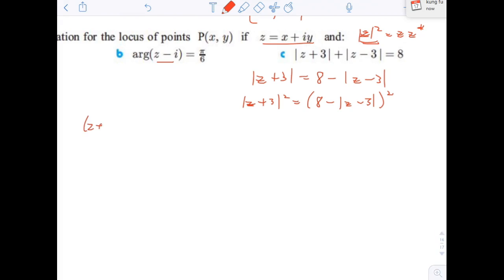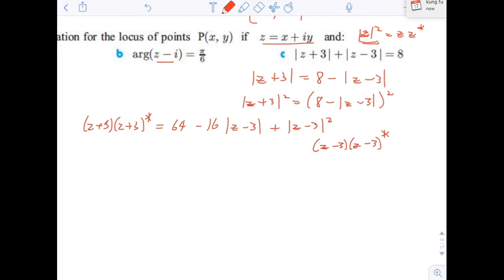It'll be z plus 3 times z plus 3 conjugate. And the right side is going to be messy. It's going to be 64 minus 16 conjugate z minus 3 plus z minus 3 squared. And so z minus 3 modulus squared could be written as z minus 3 times z minus 3 conjugate.